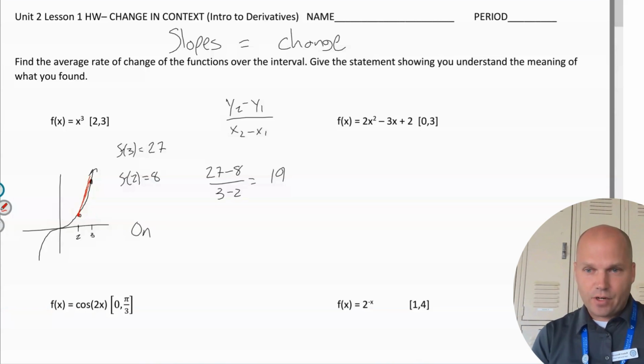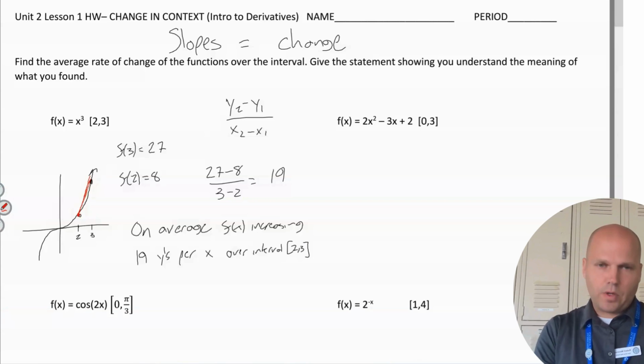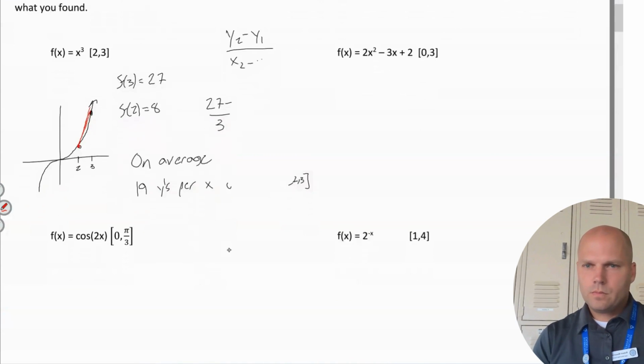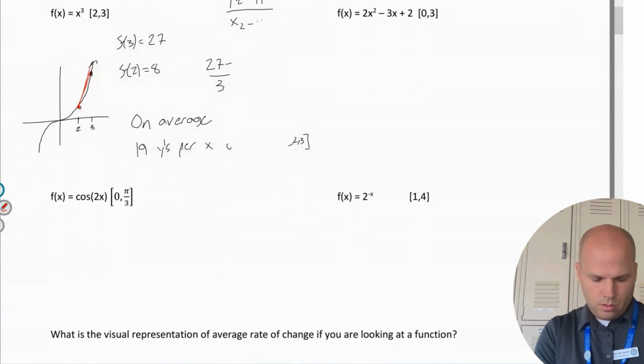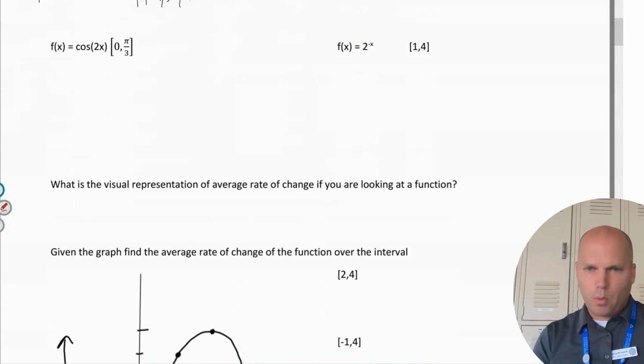So I'm going to say on average, f of x is increasing by 19 y's per x over the interval. Okay, so we say that the slope that connects 2 points on a function gives the average rate of change.